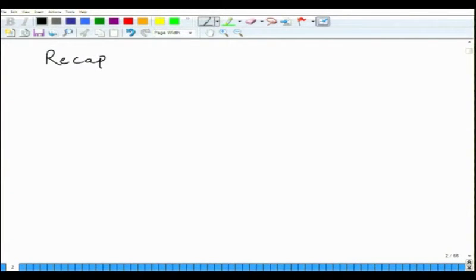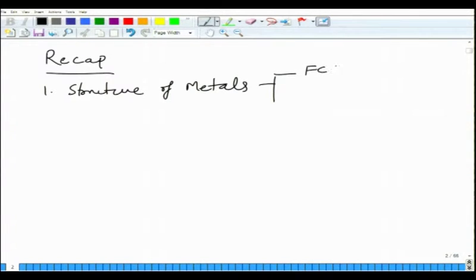studied so far. In the past few lectures, we looked at the structure of metals. The structure of metals typically is of three types. Most metals are FCC structured, or you can say CCP structured, cubic close packed, or hexagonal close packed, and BCC structured. There is only one example of a simple cubic metal, which is polonium, but by and large most of the metals and alloys fall in this category.